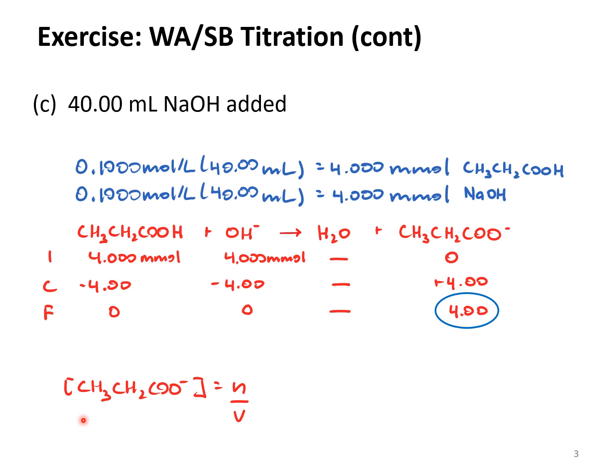So at this point, we want to convert from millimoles to concentration, and we can use the formula, the concentration equals the number of moles divided by the volume, and we have 4 millimoles of propanoate, and the total volume is 80 milliliters because we started with 40 milliliters of propanoic acid, and we added 40 milliliters of sodium hydroxide, so we have a total of 40 plus 40 equals 80 milliliters. And here you'll notice that the millis cancel, leaving us with 0.05 moles per liter of conjugate base propanoate.